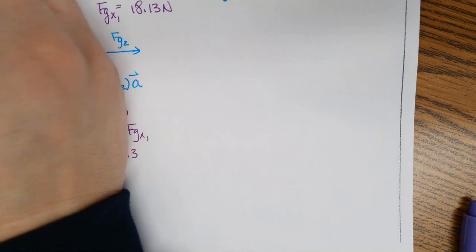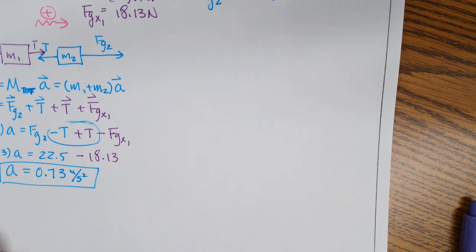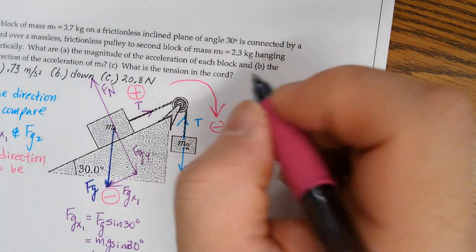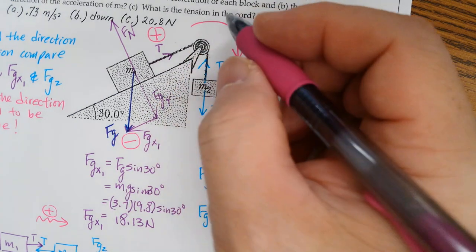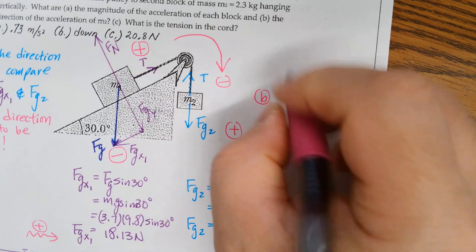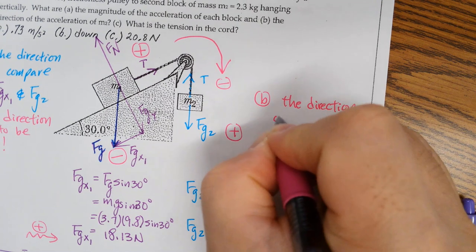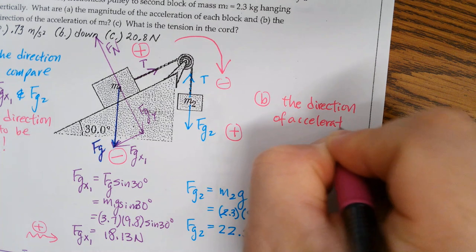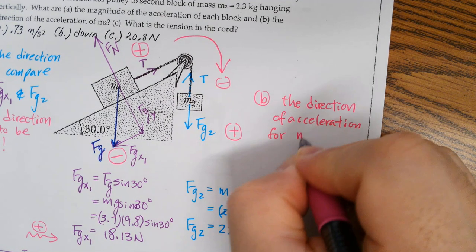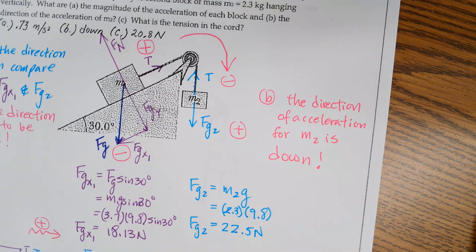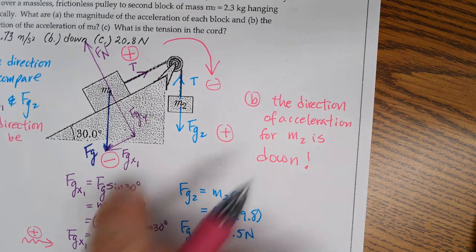So that was part A. Part B. What about part B? What are they asking for part B? Well, we already did part B then, right? Part B is right here. For part B, the direction of acceleration for M2 is down, right? I mean, that's obvious, because this is going to go straight down.